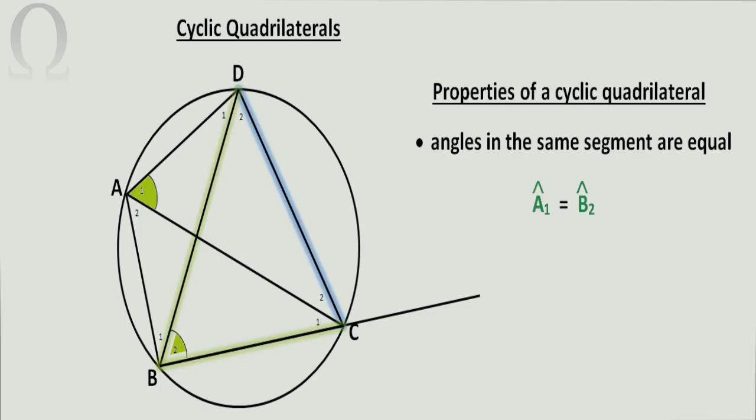Angle A2 equals angle D2, as these angles are subtended by chord BC. Similarly, angle C1 equals angle D1, and angle B1 equals angle C2.